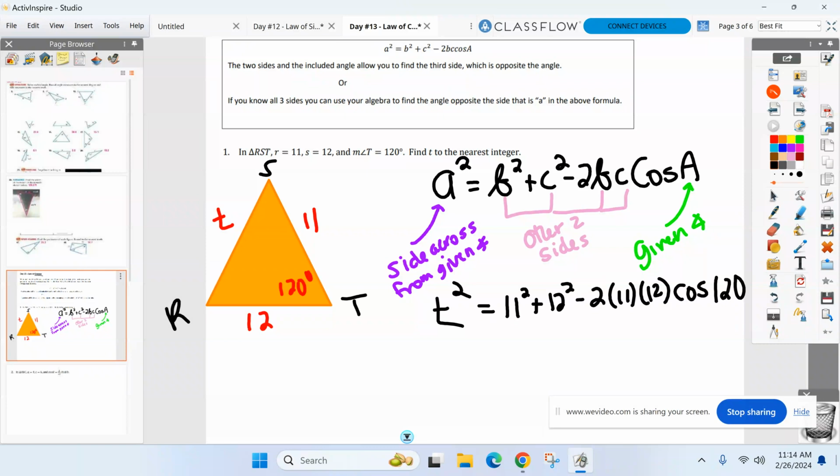Your calculator should be giving you a nice whole number. That number does not represent t, though. That's not side t's length. That represents t squared is 394. That's t squared, not t. So to finish it off, you guys know, take your square root.